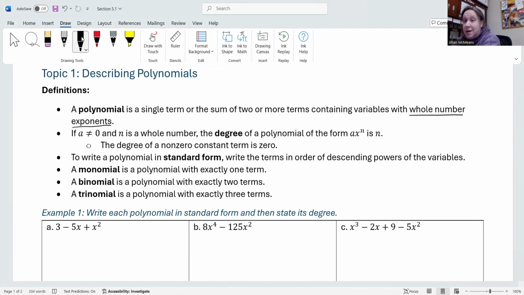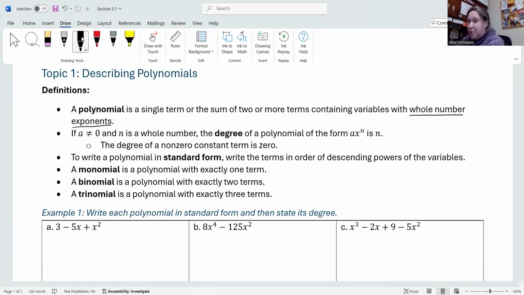Now, the next definition is that of the degree of a polynomial, which is something that you need to know. So if a is not equal to 0 and n is a whole number, the degree of a polynomial of the form a times x to the n is n. So when you have a polynomial, we're saying that we have some number a times x to the n power. Whatever that exponent is, as long as it's a whole number, that becomes the degree of that term, okay? Or that polynomial if you're dealing with a single term.